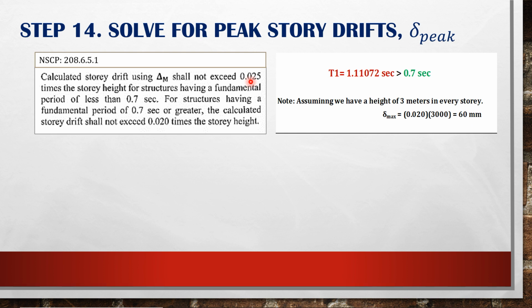So, hindi dapat lalagpas ng 75 mm yung peak story drift natin kapag less than 0.7 second. Pero sabi naman, for structures having a fundamental period of 0.7 seconds or greater, equal man siya o mas mataas sa 0.7, the calculated story drift shall not exceed 0.020. Nagbaba siya ng 0.005. So, 0.020 times the story height.